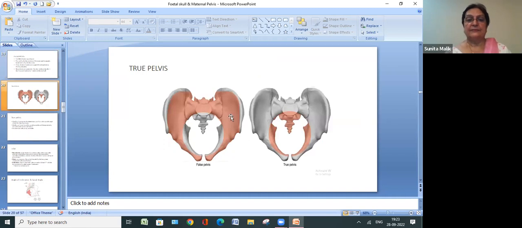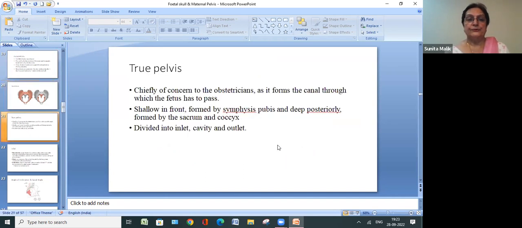So this is the false pelvis, above the pelvic brim, in pink color, and this is the true pelvis, below the pelvic brim. The true pelvis is chiefly of concern to the obstetrician, as it forms a canal through which the fetus has to pass. It's shallow in front, formed by the symphysis pubis, but deep posteriorly. See, this part is shallow, but this part is deep, formed by the sacrum and the coccyx.